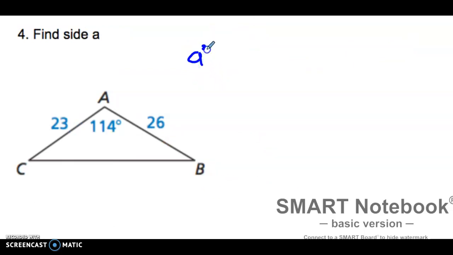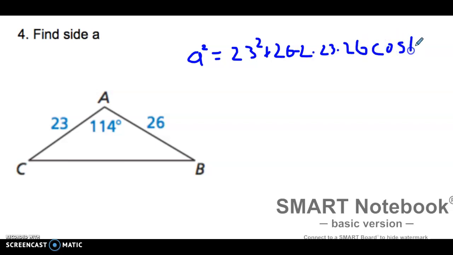And I know angle A, and I know side B and side C. So I'm going to use the law of cosines to help me find side A. So I go A squared equals 23 squared plus 26 squared minus 2 times 23 times 26 times the cosine of 114. And then I can just grab a calculator and put all of that in.